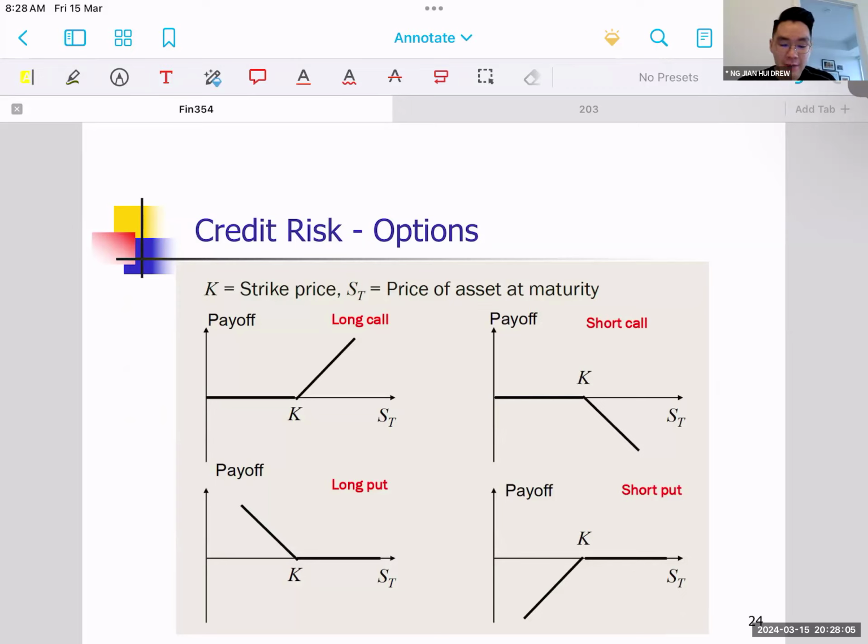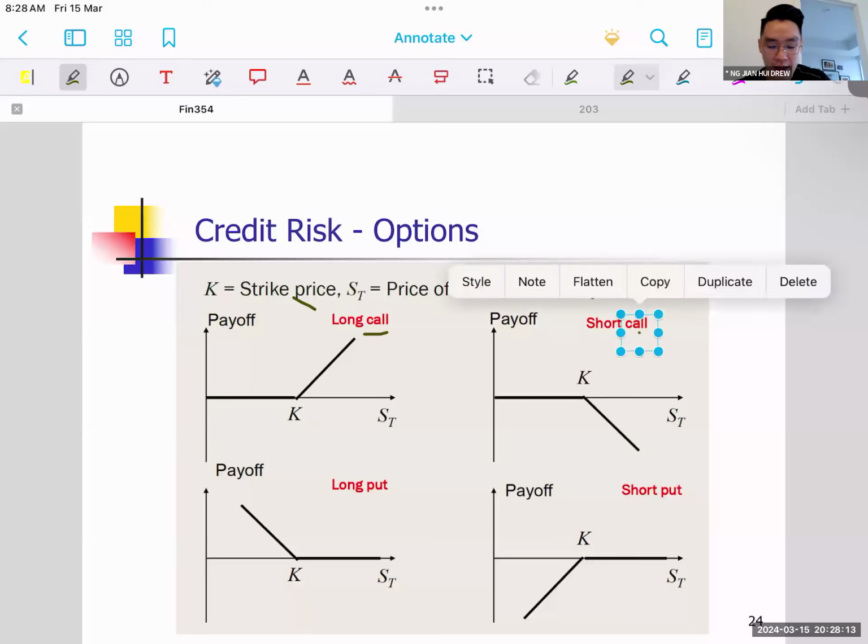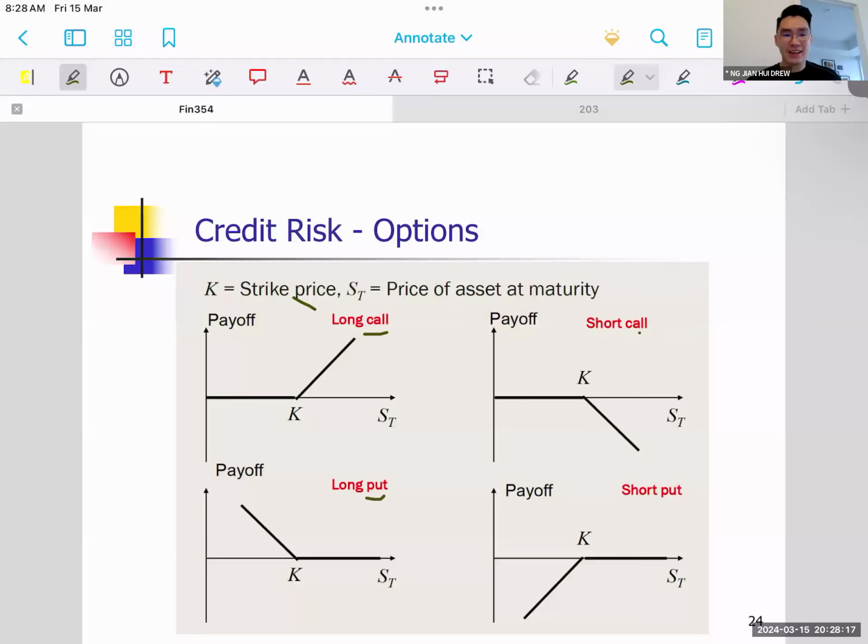So we have a long call. First, we have two kinds of options: a call option and a put option. How do I remember it? Let's think of the put option first. The way I remember it is you put the item there to sell. I repeat, a put option means you put the item there to sell.